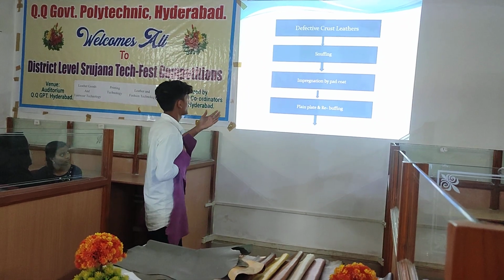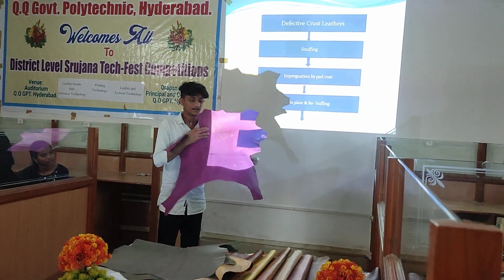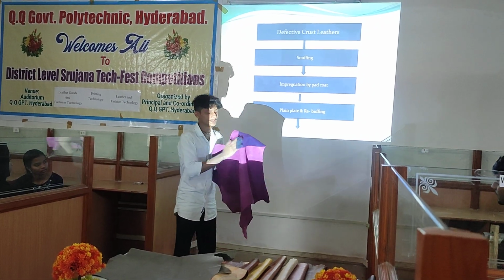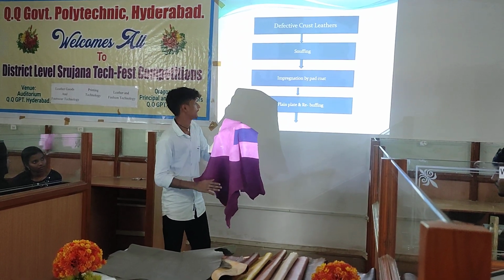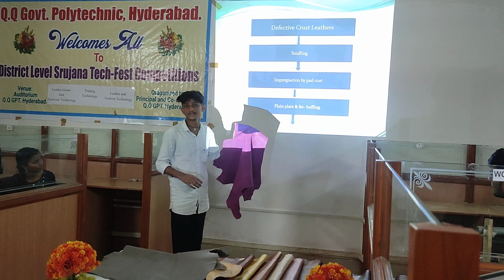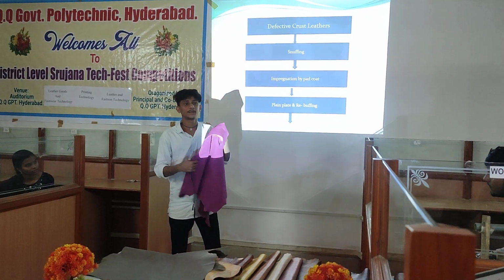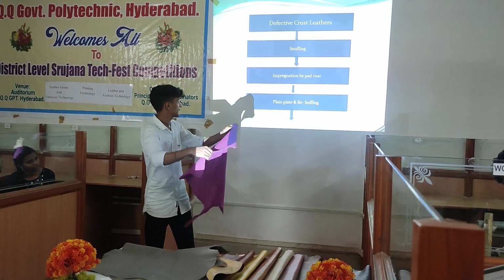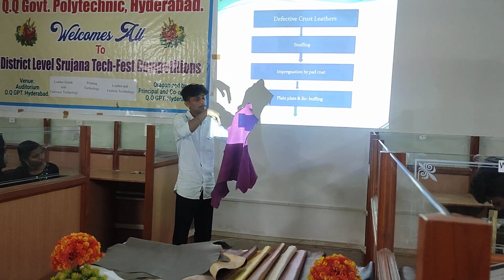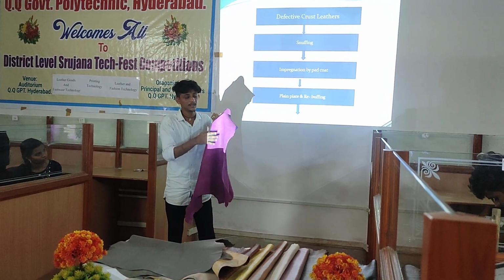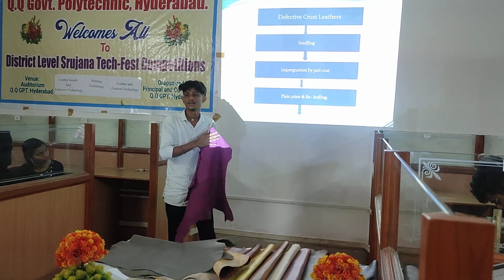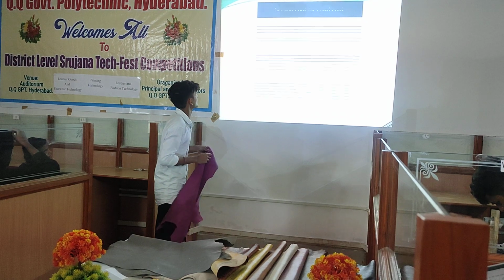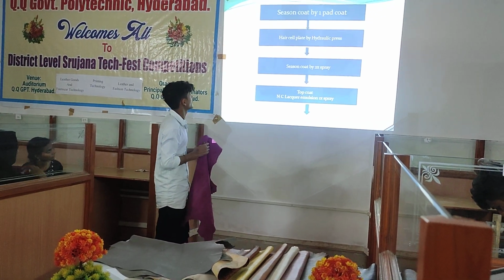Next, impregnation by pad coat. Pad coat is done on the table by rubbing the liquid onto the leathers by cross method. Next, plane plating. Plane plating is done using a hydraulic press. While you keep the leathers on the hydraulic press, they will be plated. By plane plating, we can see the leathers come out very flat and smooth. Then rebuff it. Next one, season coat by one pad coat.